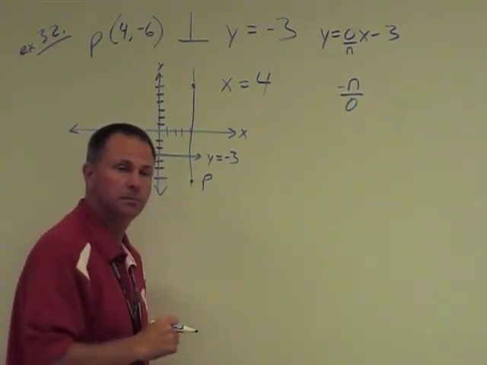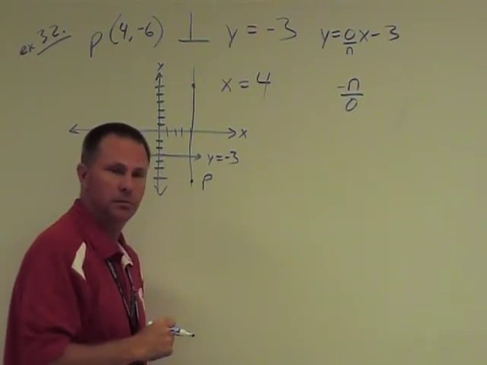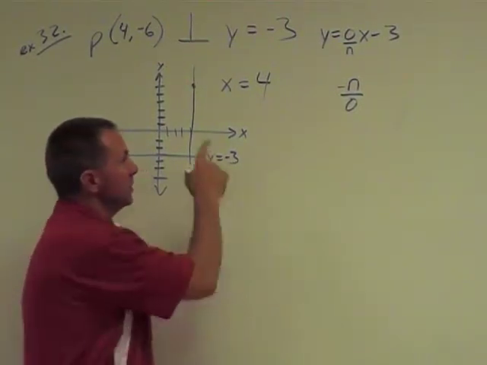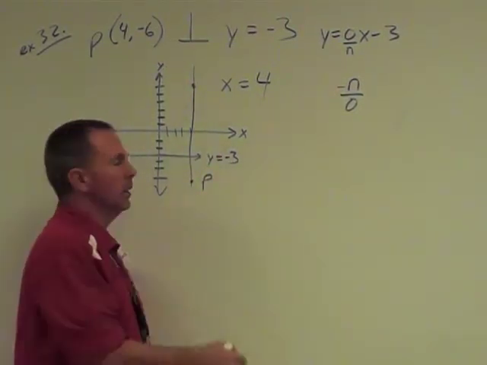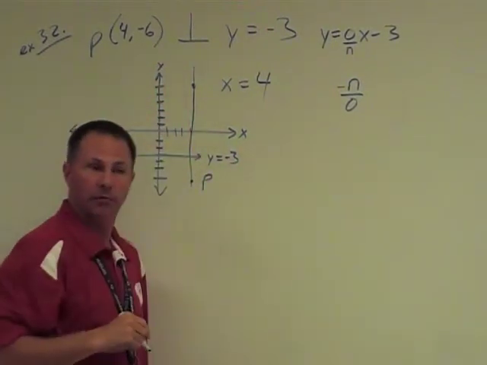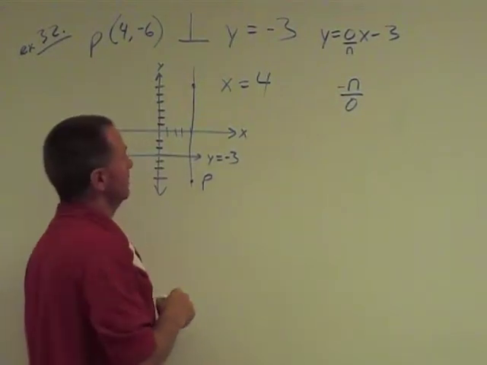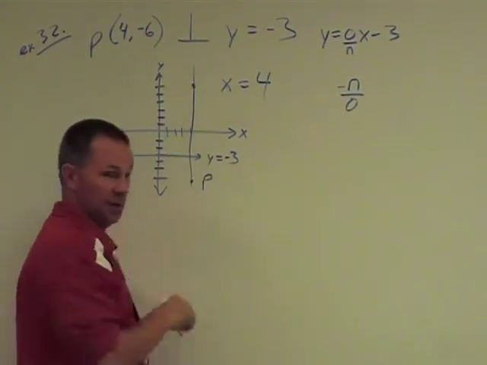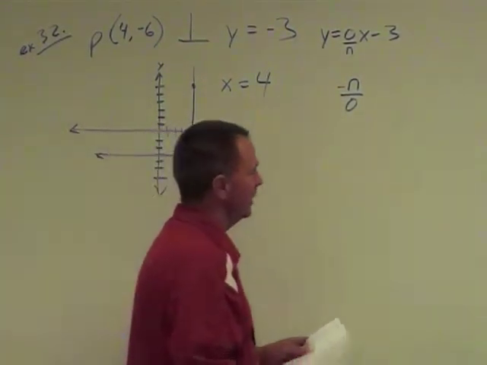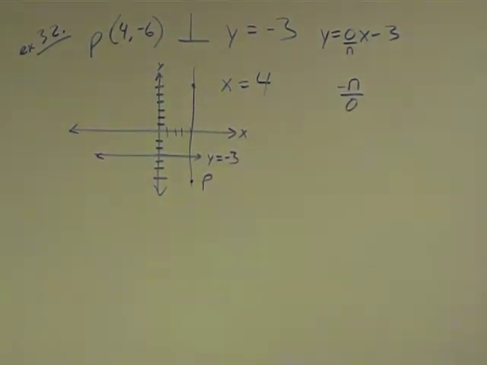After this one, do you have to plug it into an equation? No, that is the equation. Vertical lines and horizontal lines only have one variable, if that helps. So x equals 4 is the equation of that line. Okay.